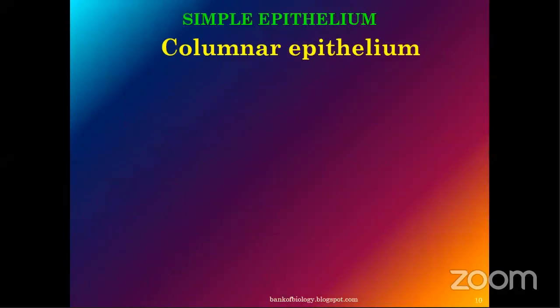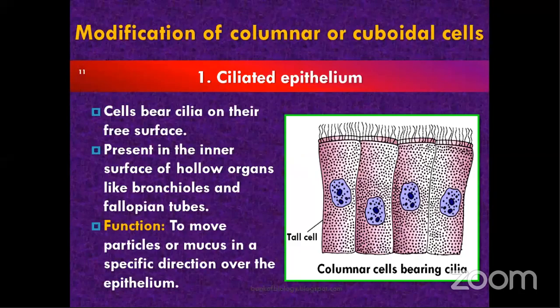Then we have columnar epithelium, which are column-like cells, found in the intestine. They usually have microvilli, which will increase the surface area of absorption. Then ciliated columnar epithelium. They bear cilia. They are present in the inner surface of hollow organs like bronchioles and fallopian tubes. Function: they move particles or mucus in a specific direction over the epithelium.